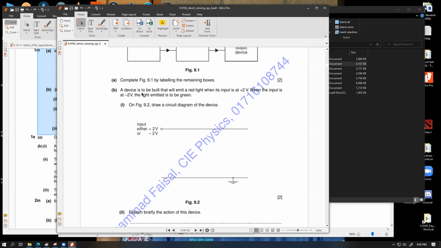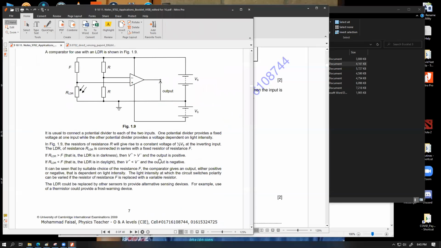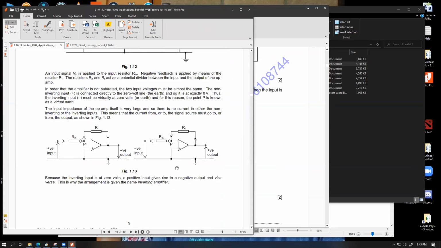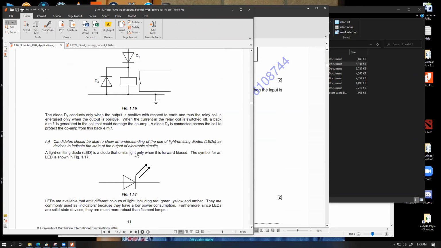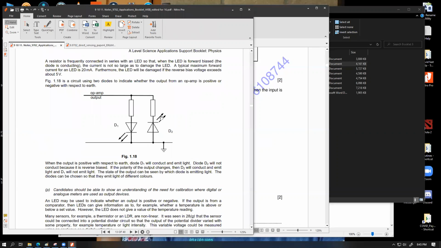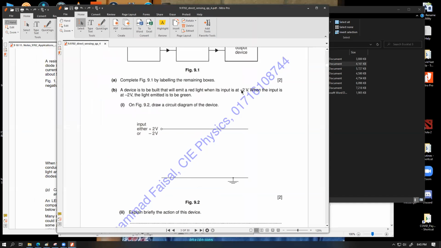Here it says a device is to be built that will emit a red light when its input is plus 2 volt. When the input is at minus 2 volt, the light emitted is to be green. On figure 9.2, draw a circuit diagram of the device. So basically in this case, you simply have to provide this figure. এখানে বলছে plus 2 এর জন্য আউটপুট হতে হবে red, minus 2 এর জন্য আউটপুট হতে হবে green. So you just simply gonna draw 2 LED circuits over here.